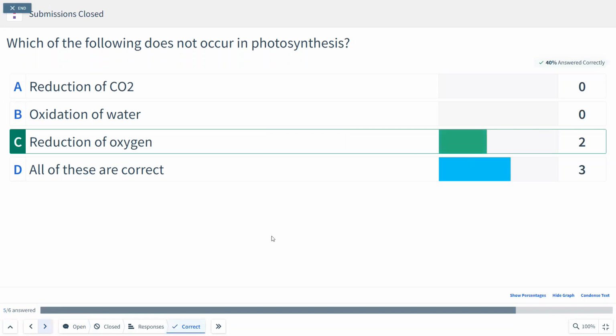Okay, so reduction of oxygen does not occur. Reduction of oxygen means you're adding electrons to oxygen, right? So where does that occur? That occurs with aerobic respiration, right? Remember, oxygen is going to find an electron acceptor. An atom or molecule that accepts an electron is being reduced, right? So that does not happen in photosynthesis.